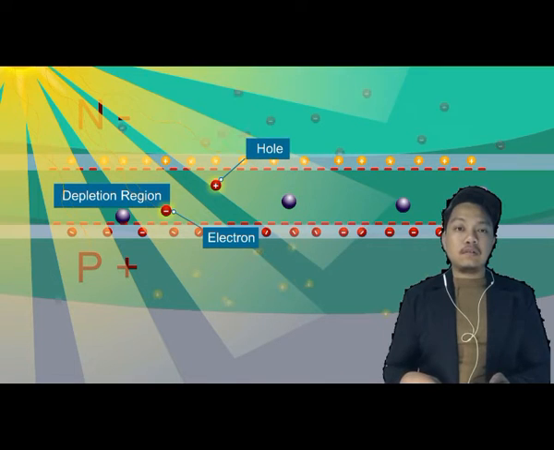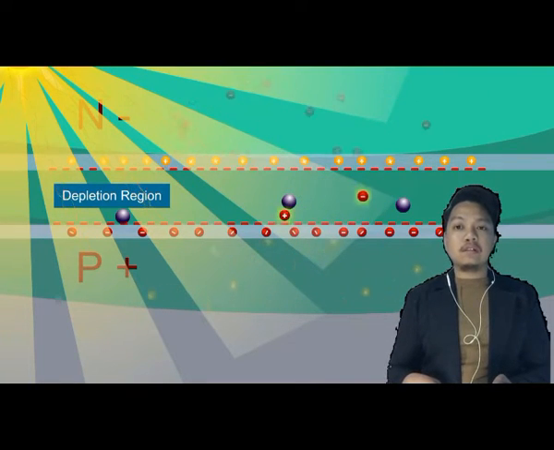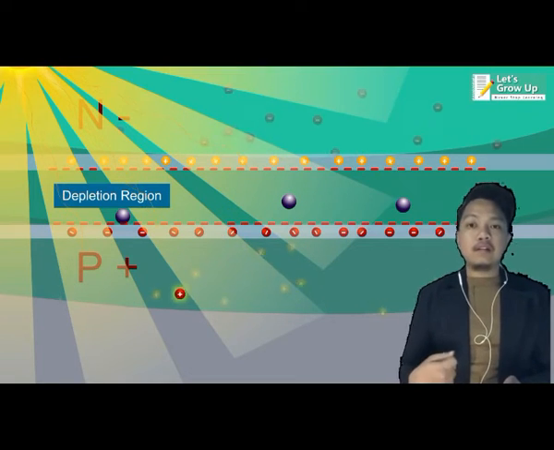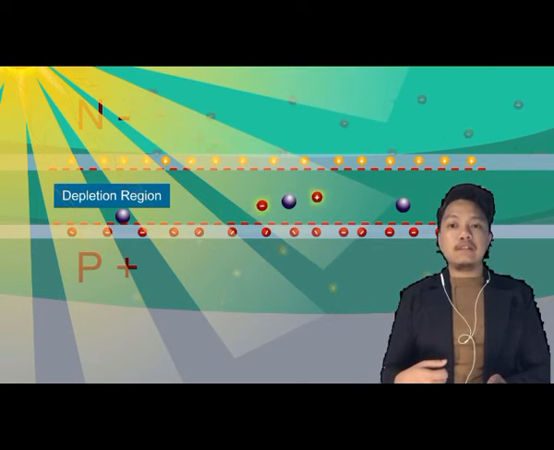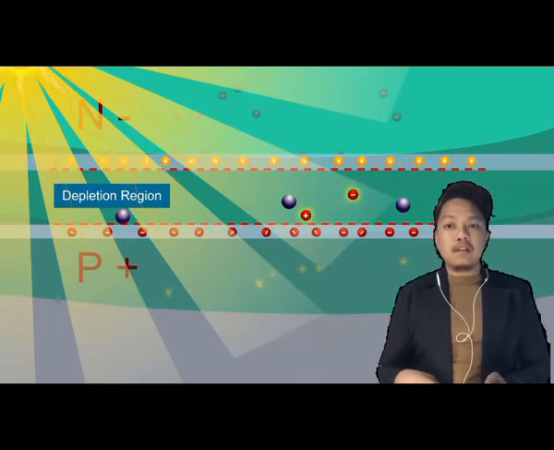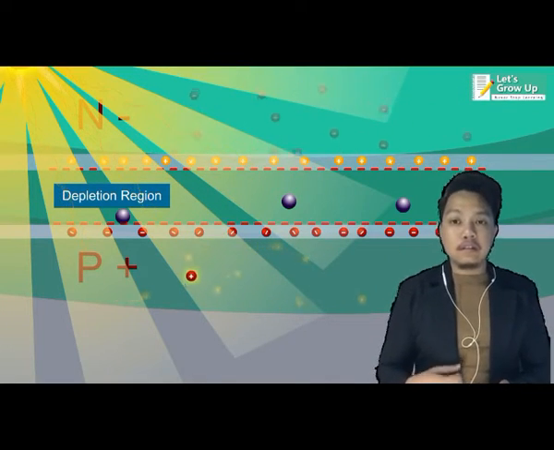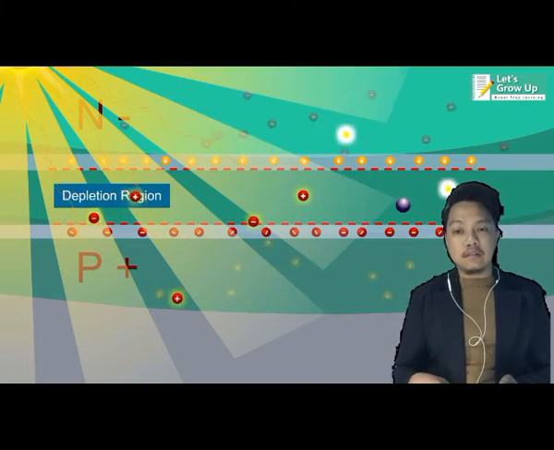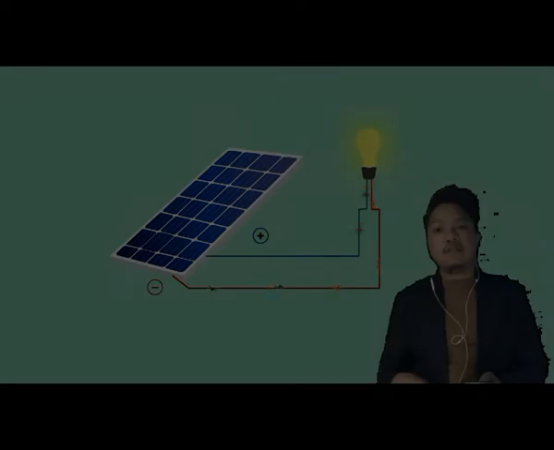The photon knocks an electron from the neutral atom, leaving behind a hole and producing free charge carriers. Then the electrons move toward the N-type layer and the holes move toward the P-type layer due to the electric field present in the depletion region. The cell is connected to the electronic circuit. The electric current flows through it, generating electricity for electrical devices like lamps, fans and others.